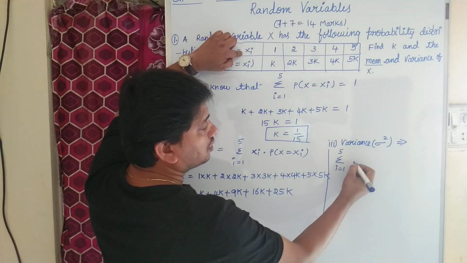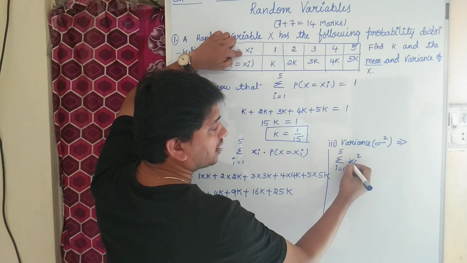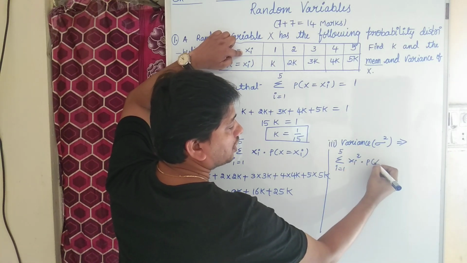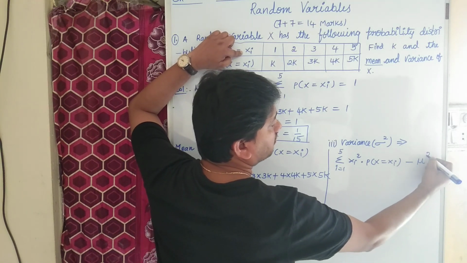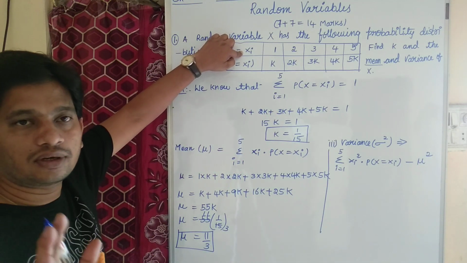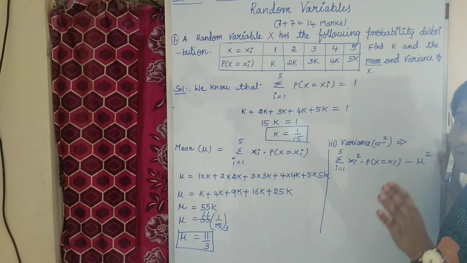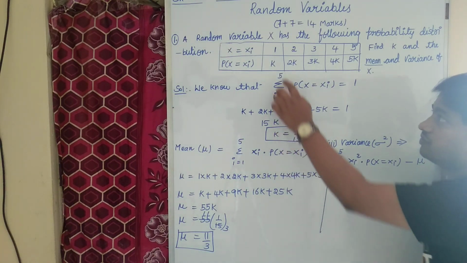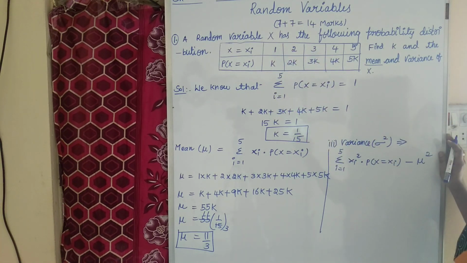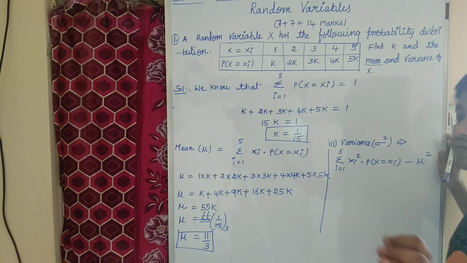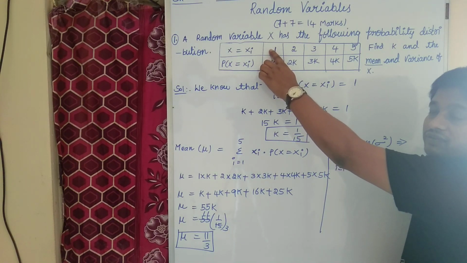First we should do square for the given observation: xi square into p of x, equal to xi minus mu square. Children, don't confuse. Simply I'll explain what to do. In mean, when we are finding mean, we just multiply these two, right? But when we are finding variance, what to do? We have to square.